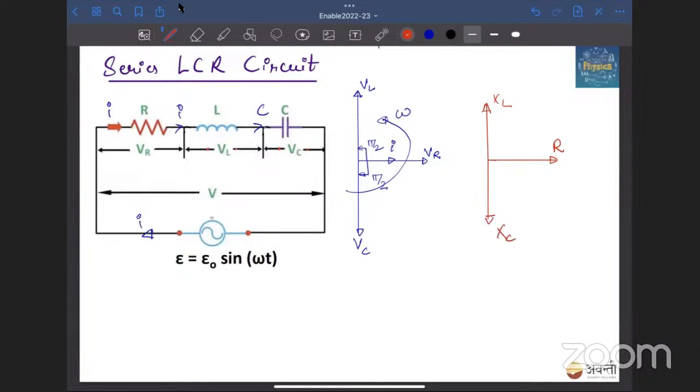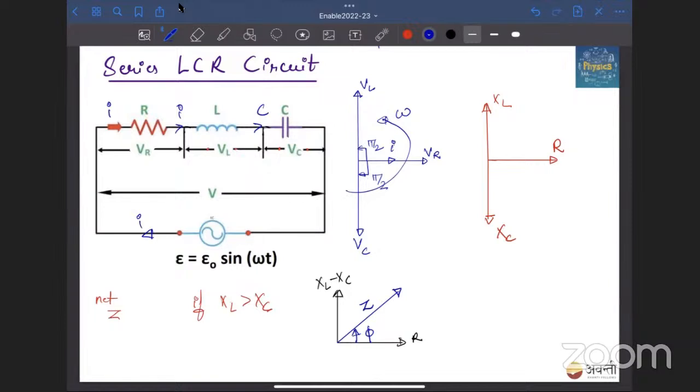Now, if I want the net impedance, net Z, let's say XL is greater than XC, meaning this quantity is greater than XC, then the diagram will look somewhat like this. Upside, the net value will be XL minus XC, and on the right side will be the resistance. So I can calculate the net impedance, which is the resultant of these two vectors, net impedance Z, and let's say this is phi.